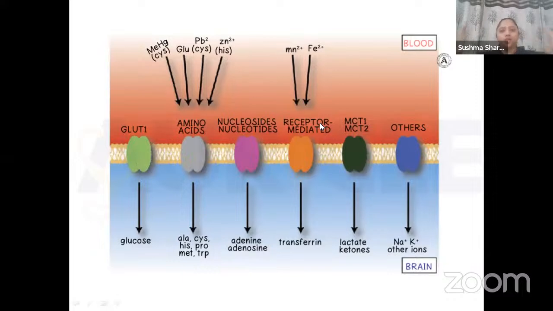CSF gets produced in the lateral ventricles. From there, it goes into the third ventricle. From the third, it comes into the fourth. From the fourth, it escapes into the subarachnoid space. I hope you've at least understood this much.